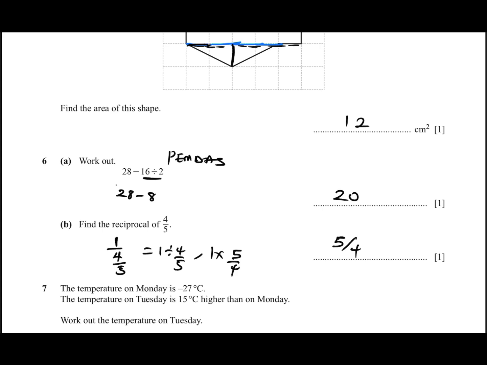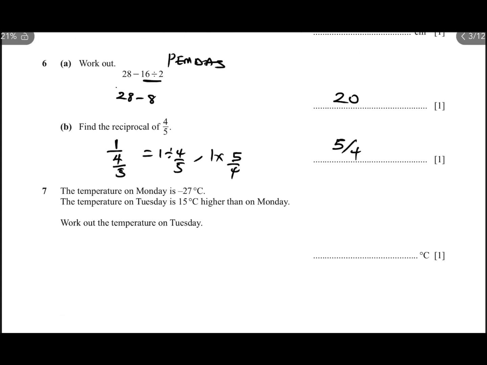Now the temperature on Monday is minus 27 degrees. The temperature on Tuesday is 15 degrees higher than on Monday. If Monday is minus 27 degrees Celsius, Tuesday is going to be plus. So that means we're adding 15 to minus 27, which is going to give us minus 12, because it's still in negative. So that is minus 12 degrees Celsius. So the next one is this.